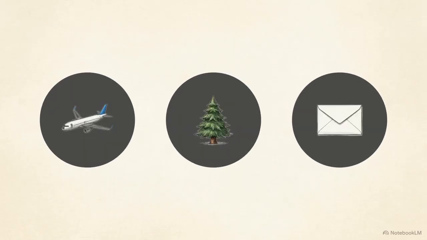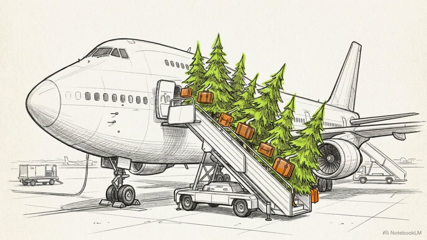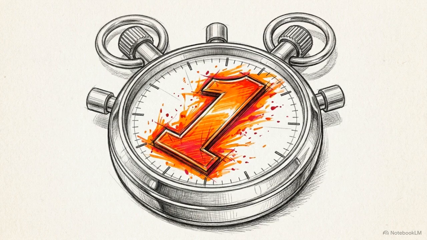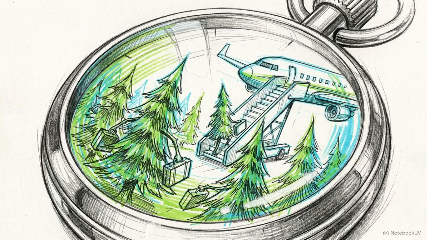Let's start the chain with our first 3 items: airplane, tree, and envelope. First, link airplane to tree. See millions of gigantic trees with suitcases boarding a commercial airliner. Take a second to see that clearly. This is the 1-second rule. You don't need to stare at the image for a long time. You just need to see it with absolute clarity for about 1 second before moving on.